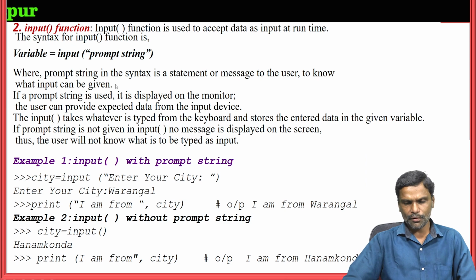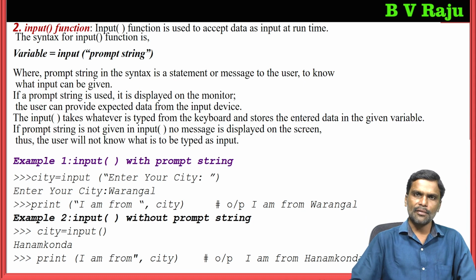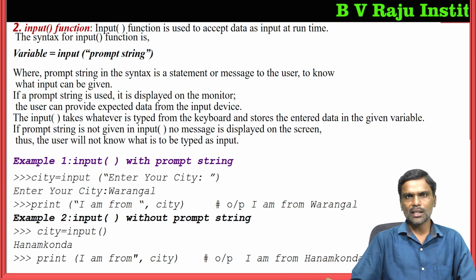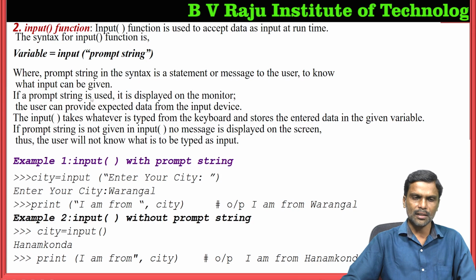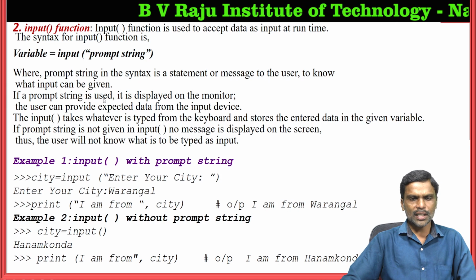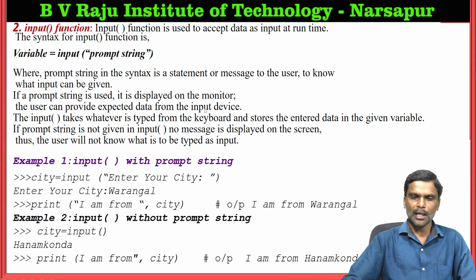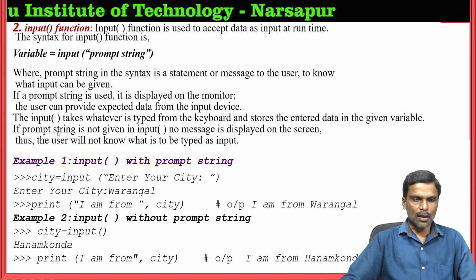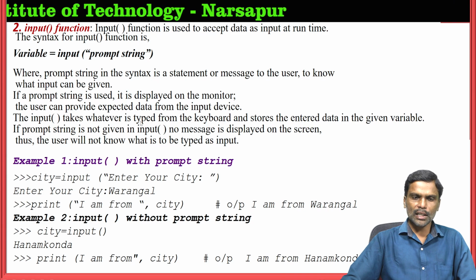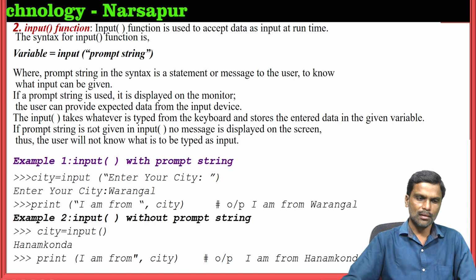Generally we have very good experience with this in the C language. Like in the printf statement we will be writing enter a value, enter the name, enter a string, enter a and b. This is the prompting string, what the user wants to display on the screen. If the prompting string is used to display on the monitor, the user can provide the expected data from the input device. Then input takes whatever is typed from the keyboard and stores it in the given variable.